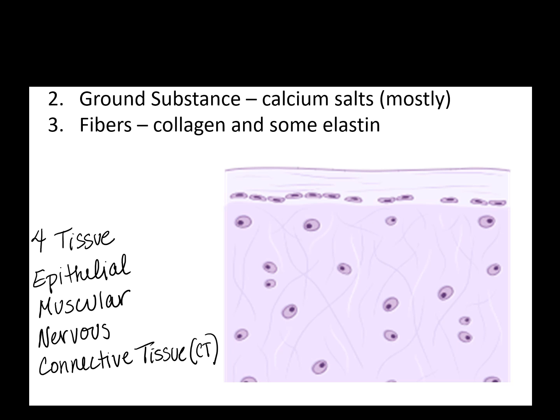Connective tissue has a variety of functions, and it's divided into 4 groups itself. There can be fluid connective tissues like blood. There can be loose connective tissues like adipose or fat. There can be dense connective tissues like a tendon or a ligament. And then there can be supportive connective tissues, which are cartilage and bone.